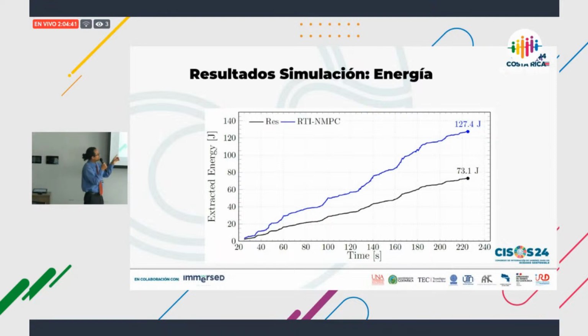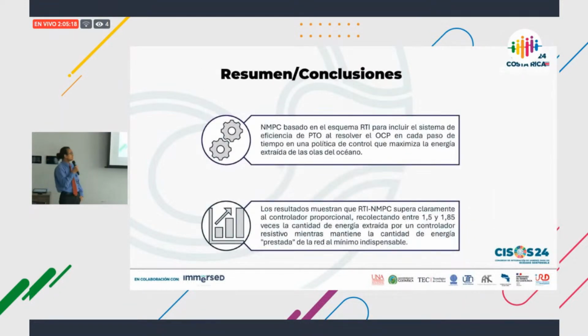This is the amount of energy that I have extracted from the simulation. In this case, these are simulations through a period of time. And see that in black is when the system has been working with a proportional control, a control that has constant rigidity, and I have 73.1 joules. And the blue one is the amount of energy that I was able to extract when the system was working under a strategy of control that is adaptive. It's changing according to the profile of the wave. So that's around 1.5, 1.6 times higher amount of energy.